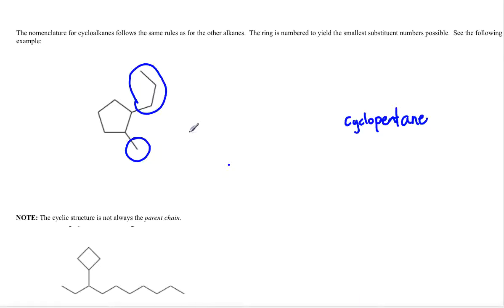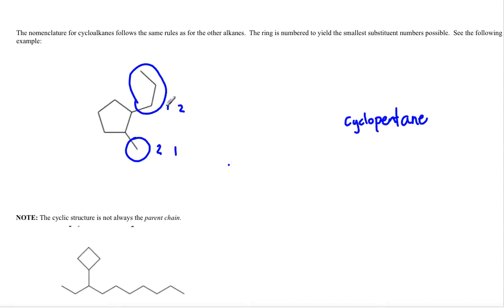And just like before, we want the lowest possible numbers when we are identifying the position of the substituents. So in this case, I can start numbering this ring at any position, but in order to get the lowest possible numbers, I'm either going to call this 1 and this 2, or this 1 and this 2. I'm not going to start over here and have 3 and 4, or 4 and 5, for example.